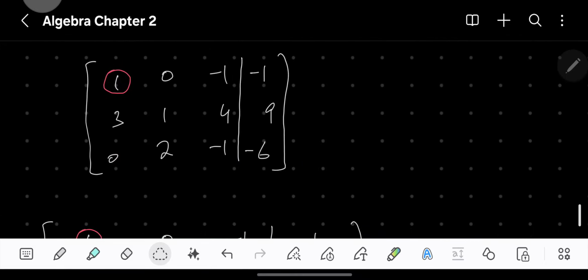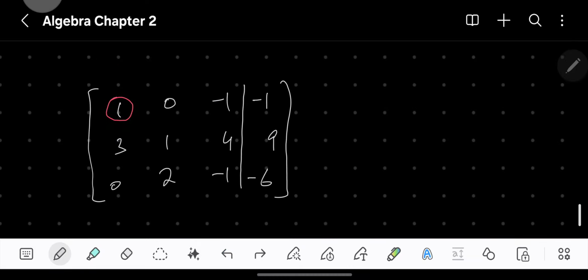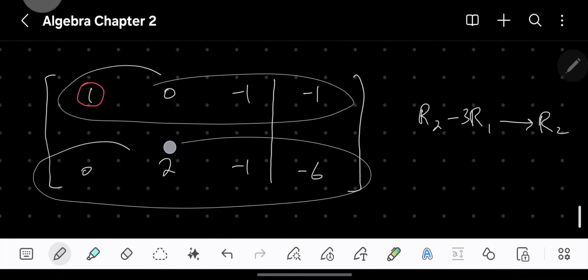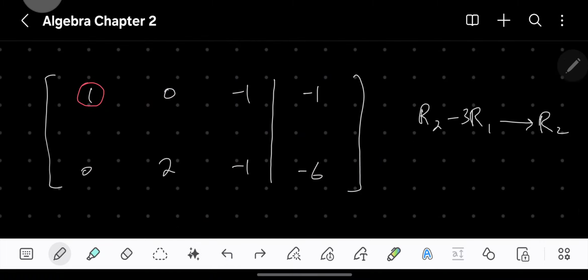So I have to make changes in the second row. The first and the last row will remain the same because I have to make this entry 0. So I have written the first and the last row as it is. I will make changes in R2. These are the changes which will be made in R2.